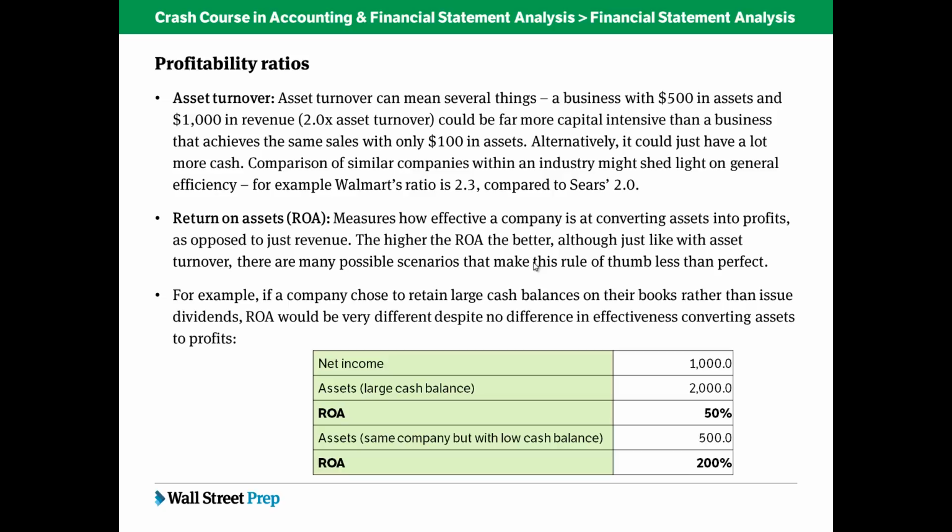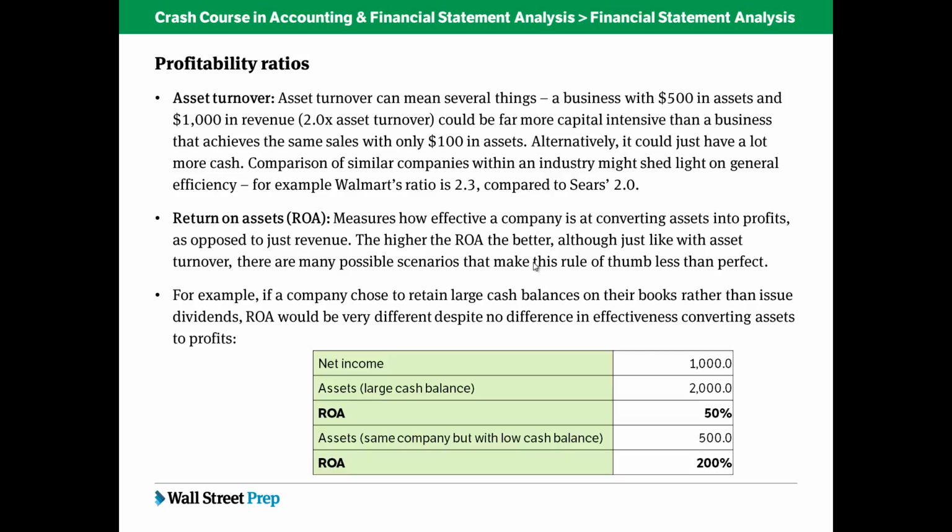That said, if you're comparing companies within the same industry that have similar types of cash balances, without massive war chests, then you can say something about the capital intensity of the businesses in comparison to other businesses. For example, Walmart's ratio is 2.3 times compared to Sears' 2 times. That indicates that Walmart is a little bit better at generating revenue on the amount of assets that they have.